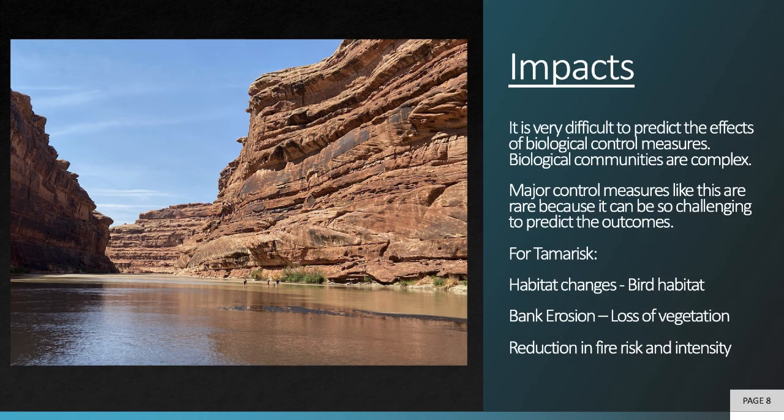The tamarisk example is one of the most interesting cases of biocontrol, and so far the negative impacts of this effort appear to be relatively small. In general, biocontrol is controversial because it's so difficult to predict the effects of these types of species introductions, and because it's hard to prevent all of the potential negative consequences that might occur. In the case of tamarisk, some of the negative impacts of biocontrol are the reduction in habitat for birds because of the loss of vegetation and potential increases in bank erosion, but there are also positives, like a reduction in fire risk and intensity in some of these locations.